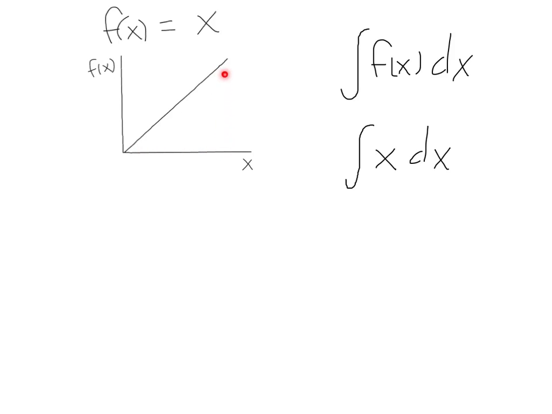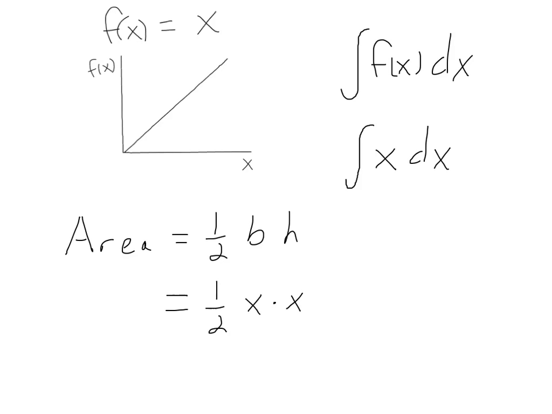The base of the triangle is value x, and for this particular equation, the height of the triangle is also x. And you might remember from geometry, the area of a triangle is 1/2 base times height, which in our case is 1/2 x times x, since for any value of x, the base of the triangle is x, and for this specific equation, f of x equals x, the height of the triangle is also x. So in fact, the area under this line is 1/2 x squared. For any value of x here, the area of this little triangle is 1/2 x squared.